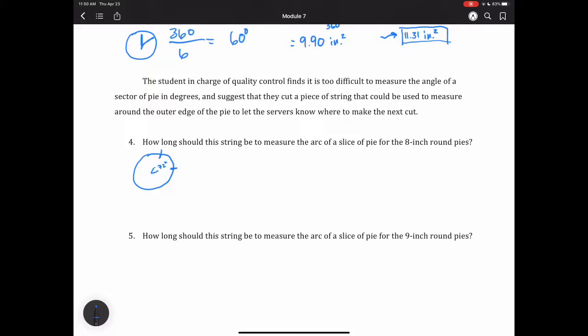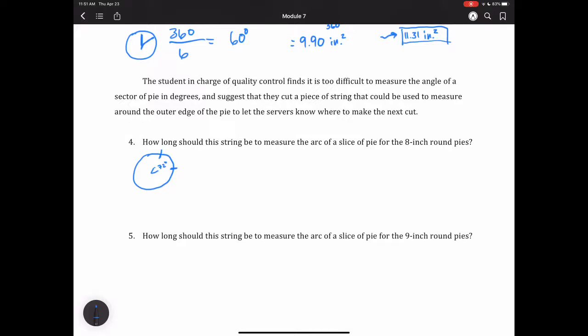So it's actually very similar to calculating the area of a sector, but instead of calculating area, we'll be calculating the circumference. So for this 8-inch pie, we have a diameter of 8 inches, and we all know that the circumference of a circle is pi times the diameter, or 2 times the radius times pi, right?